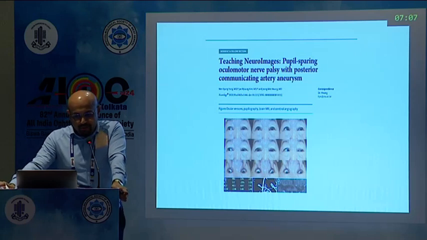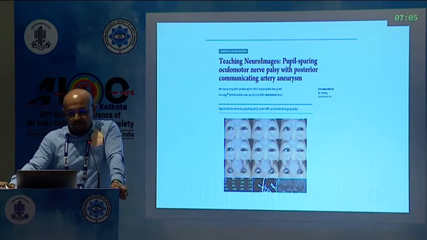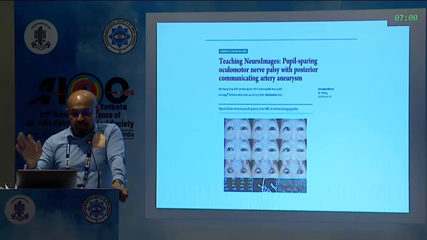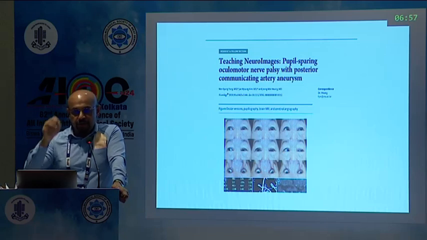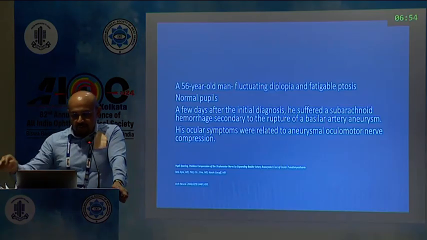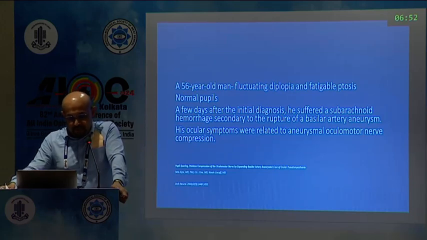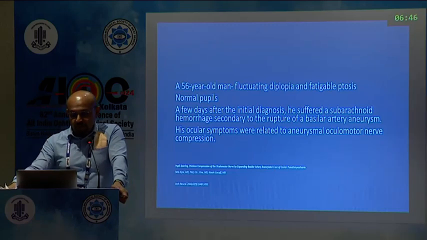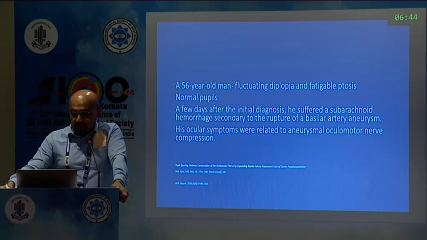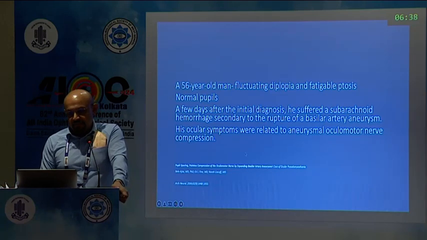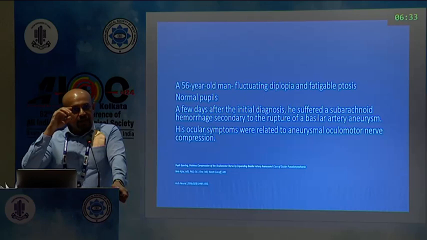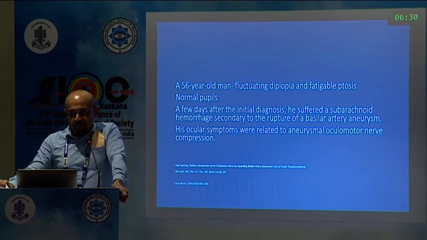However, let me run you through some of the case reports. This is a case report published in 2020 in Neurology, where they described pupil-sparing oculomotor nerve palsy with a posterior communicating artery aneurysm. It was not just a one-off. There is another case report of a 56-year-old man who had fluctuating diplopia, was diagnosed as having third nerve palsy without involvement of the pupil, and was asked to observe. A few days after the diagnosis, he suffered a subarachnoid hemorrhage secondary to an aneurysm. So what it tells you is that in the initial period, the pupil was not involved.